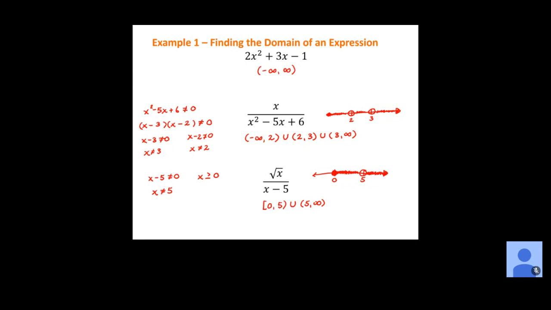And again, all you're looking for in terms of domain for right now is, do I have any x's in the denominator? Do I have any x's under a square root? Or do I have a combination of those two things? Those are the things that are going to give us restrictions.